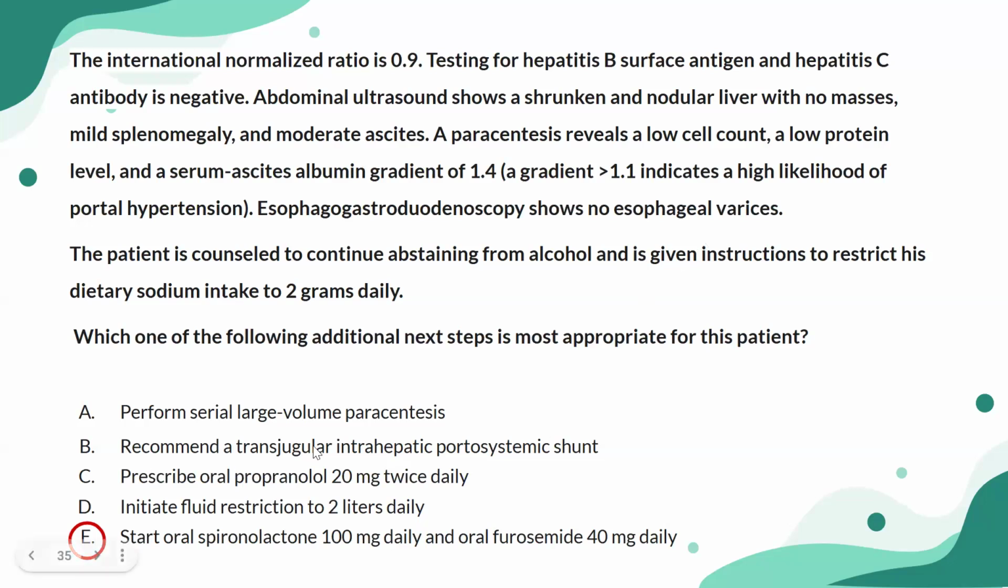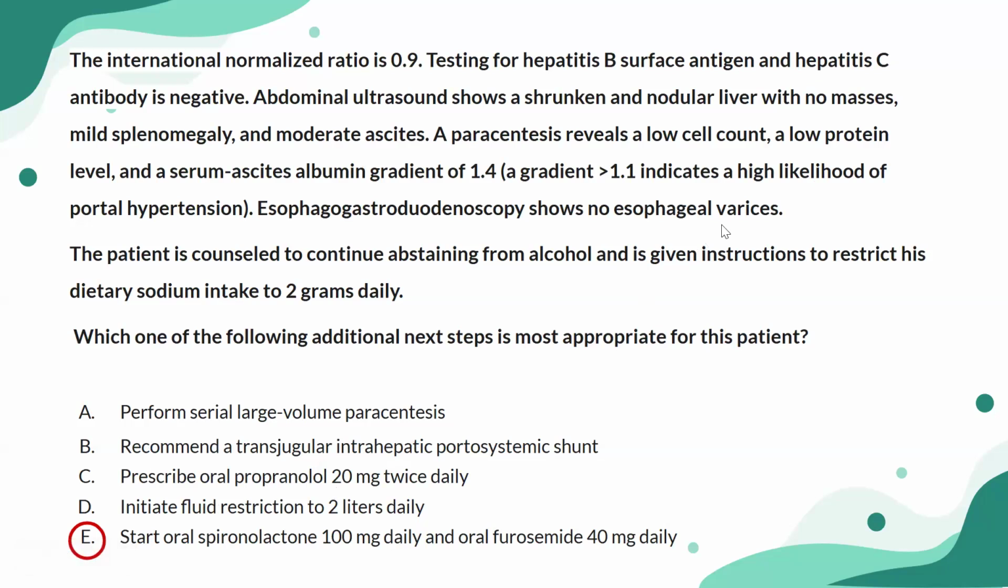So we're not going to recommend even a TIPS right now. A transjugular intrahepatic portosystemic shunt. We're not going to do TIPS. We're not going to do paracentesis. It's more indicated for severe ascites, okay? Prescribe oral propranolol. Propranolol is more so for varices. And again, they do indicate that the patient does not have varices, so we're not thinking about that.